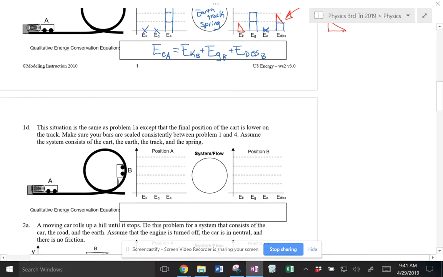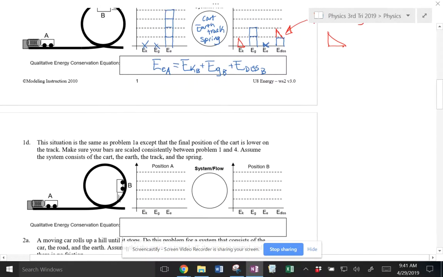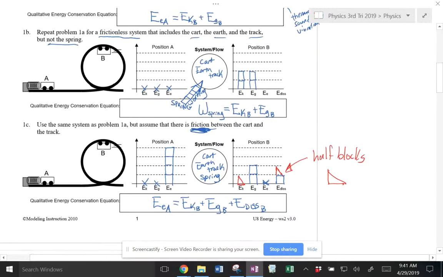All right. The last one we had here, the situation is the same as problem 1A, except the final position of the cart is lower on the track. Make sure bars are scaled consistently between problem 1 and 4. System consists of the cart, earth, track, and spring. So I'm going to identify those in here. Cart, earth, track, spring.